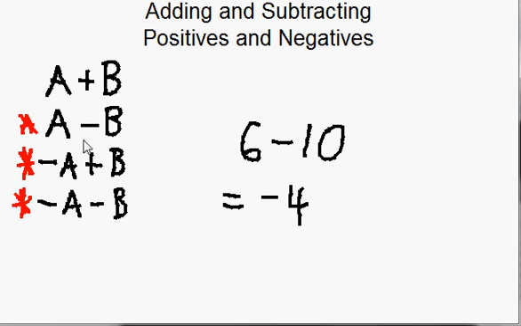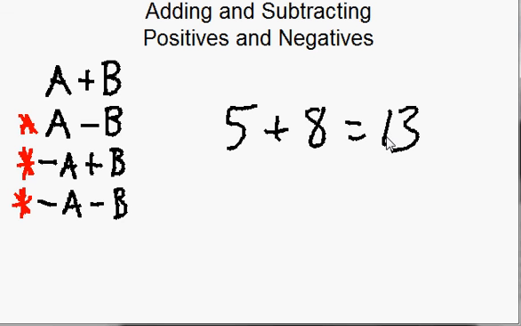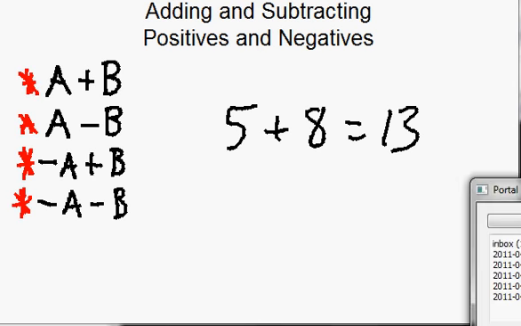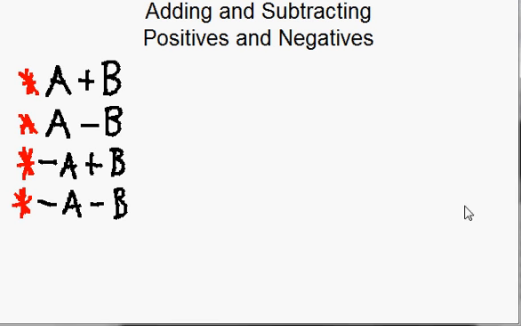Okay, so we've handled all the situations except for the easiest one, which is when you're just adding two positive numbers. So let's just try that. So if we have 5 plus 8, it's 13. So we can put a star next to this one. We know how to do A plus B. All right, so let's try a couple more here. Suppose we have 9 minus 5. Which case is that? That's just A minus B. And you just subtract. The 5 is smaller than the 9, so it comes out to be a positive 4.